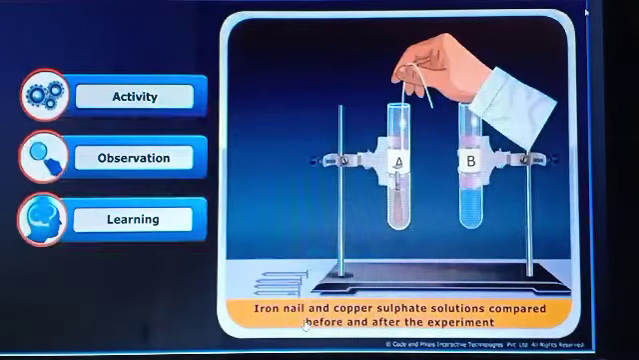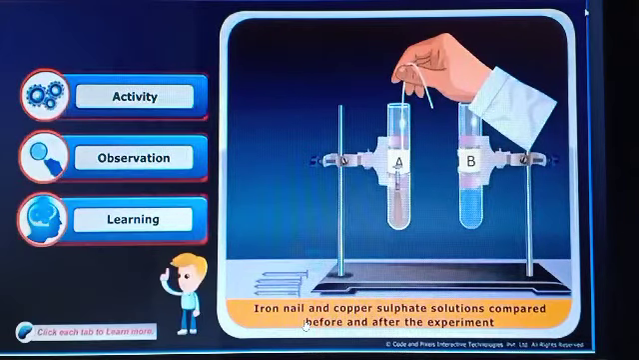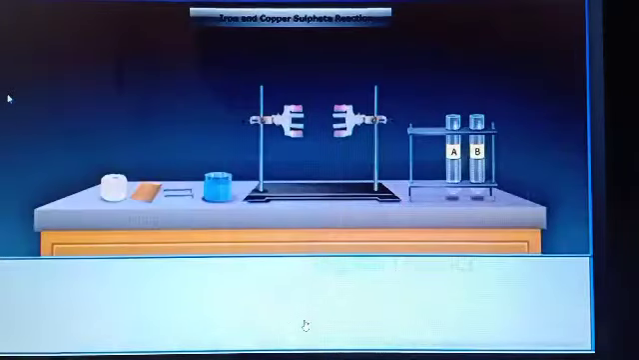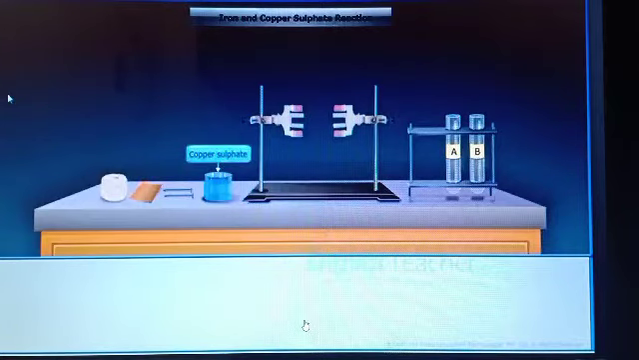Let's see another activity. The iron nail and the copper sulfate solution, compare before and after the experiment. It is also a kind of displacement reaction. Let's start the activity. For that we require sandpaper, iron nails, copper sulfate solution, stand, test tubes and test tube stand.